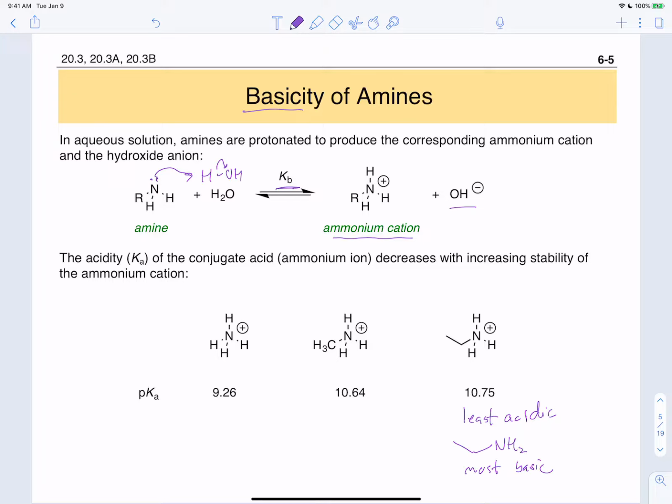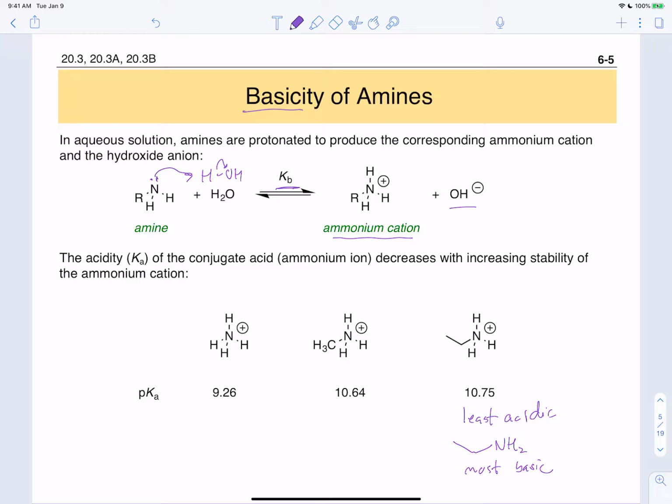And this will be true across the board. So as you go from something like ammonium to methylammonium to ethylammonium, we see an increase in the pKa of the conjugate acid, and this also will tell us that the corresponding amine would be more basic. So we kind of use this logic. It's good to be able to go back and forth and think about what the stability of this nitrogen is and how that will be impacting either the initial basicity of an amine or the acidity of the corresponding conjugate acid.